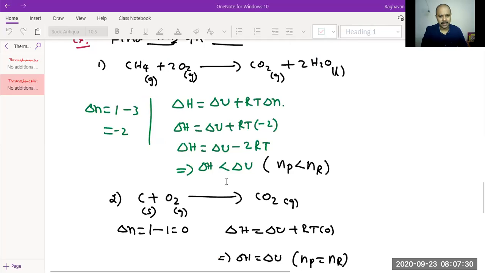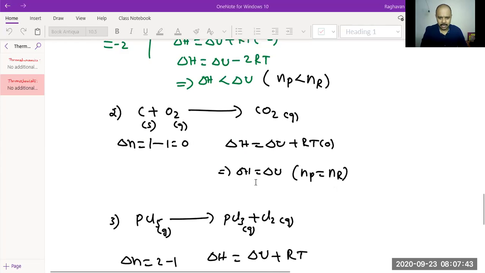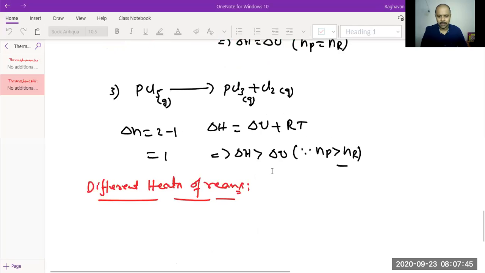So how to find the delta H and delta U relation? For a given reaction, if np, the number of moles of gaseous products, is less than reactants, then there will always be delta H less than delta U. If np is equal to nR, delta H is equal to delta U. And if the number of moles of gaseous products is greater, then delta H is greater than delta U.